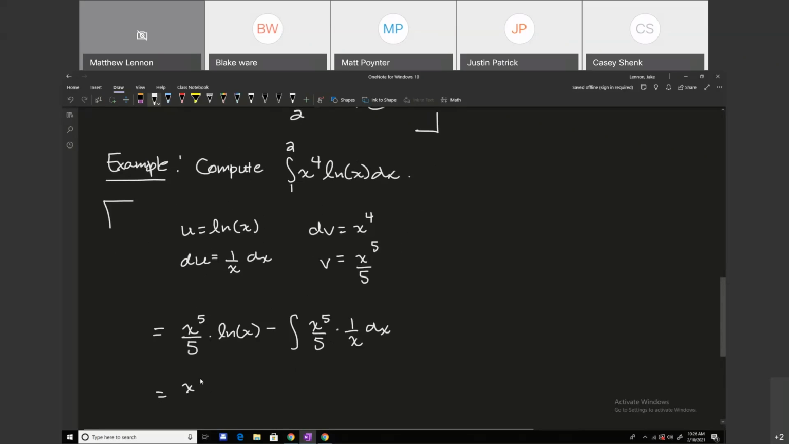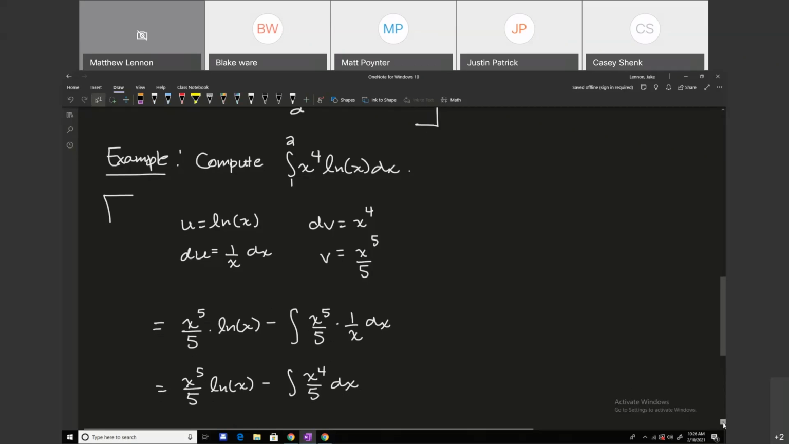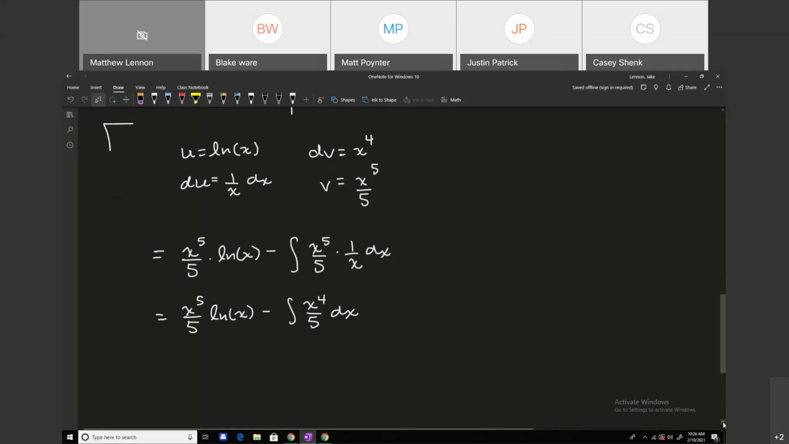So that will simplify a bit. So x to the 5th over x is x to the 4th. So we have x to the 4th over 5 dx. And again, that has a fairly simple antiderivative. Oh, and remember, this is a definite integral. These are all going from 1 to 2, so it's going to happen at the end. So we've got this x to the 5th over 5 natural log of x minus x to the 5th over 25. And then again, we're plugging in 1 and 2 here.